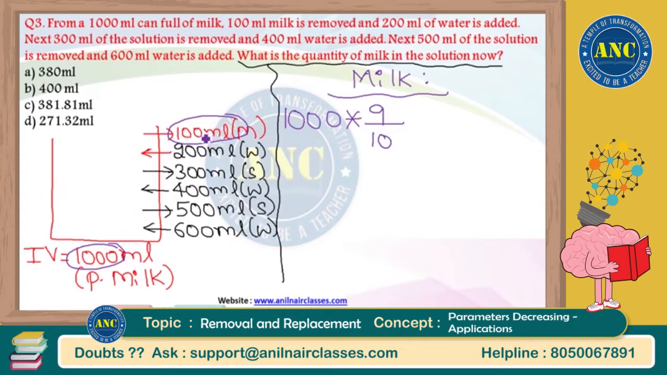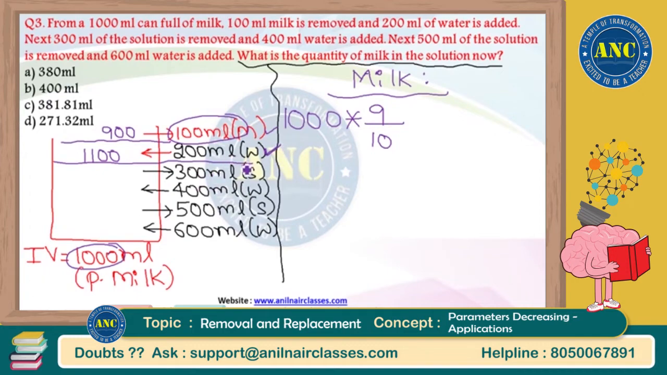Now 100 out of 1000 is taken out. That means at this present moment it became 1000 minus 100, 900. But I added 200 ml of water. 900 plus 200 is 1100. Now the total volume after step number 2, after adding water, is 1100.